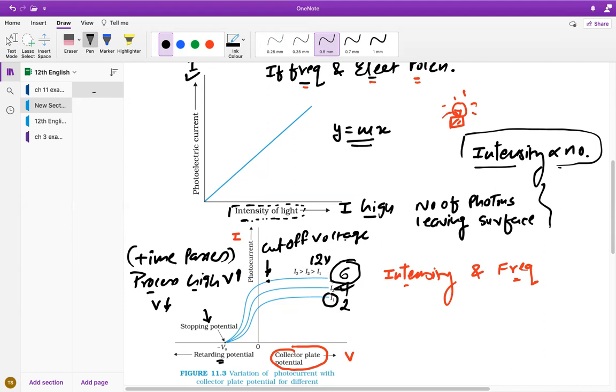So if you remember, we have also seen such type of cutoff voltage and threshold voltage in chapter number 14, semiconductor.